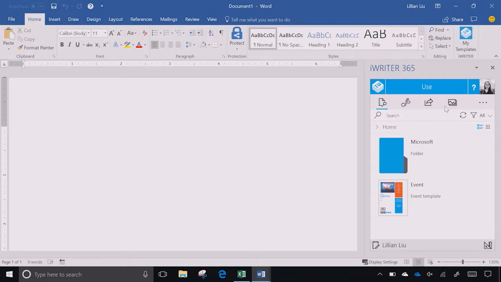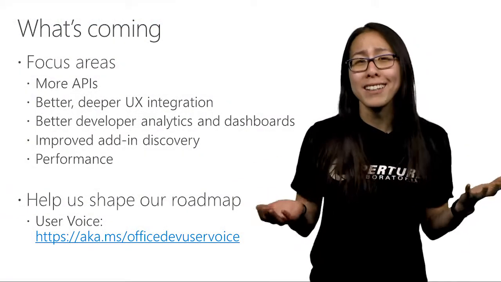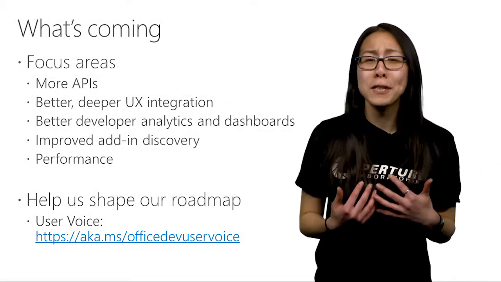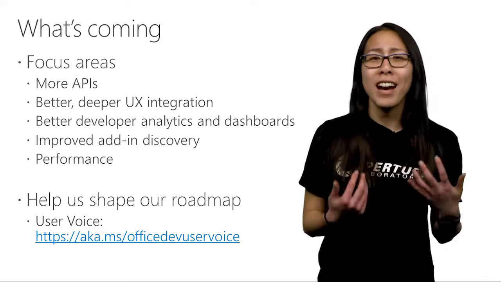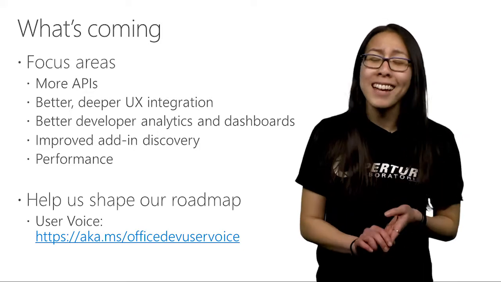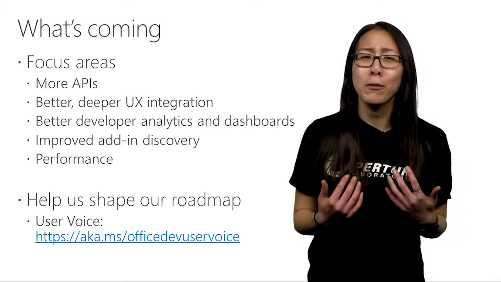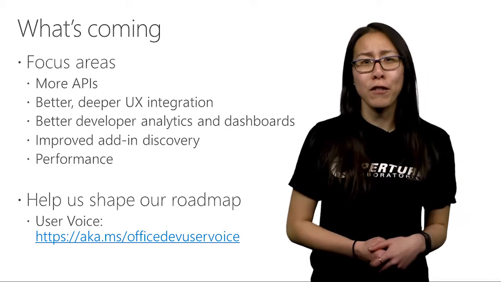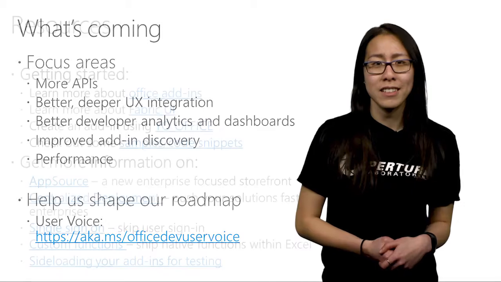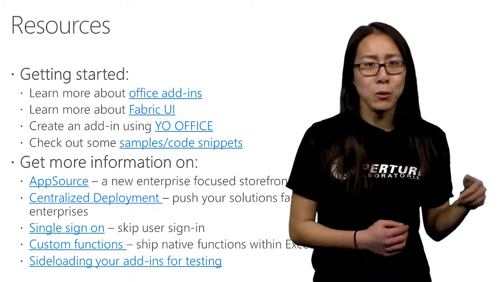If you want to learn more, I'll provide links in the resources, which provides a greater deep dive. So what's coming next? We're committed to continuously improving our API story, providing deeper integrations, better analytics, and more tailored storefronts. If you'd like to help us shape our roadmap, lend your voice by voting on features you'd like to see on User Voice. Here is a resources slide I've been talking about.